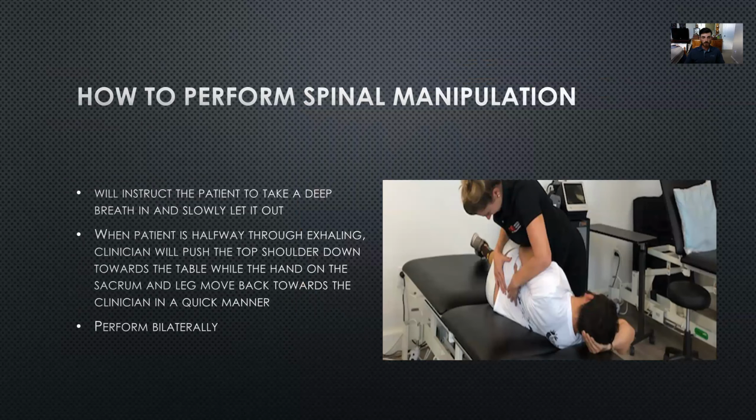And so once you get into this position, the clinician will instruct the patient to take a deep breath in and then slowly let that air out. And then once the patient is about halfway through exhaling, the clinician will provide that high velocity, low amplitude force, and then that will be performed on both sides. So once you do one side, you'll have them flip over and face the other way, still facing you, but have their head go to the other end of the table.